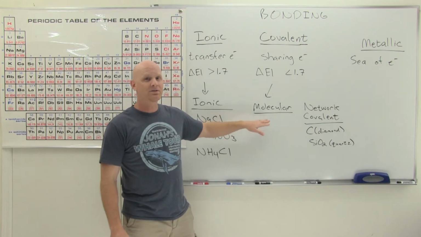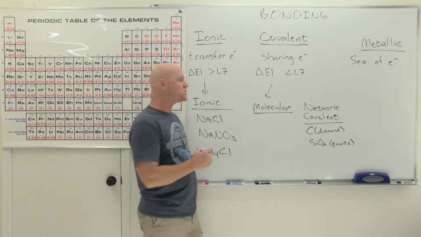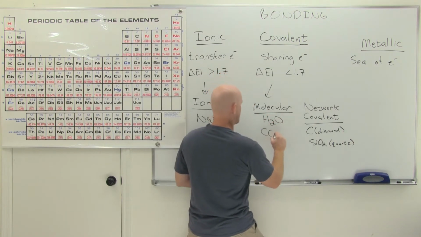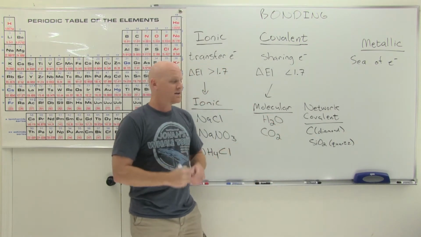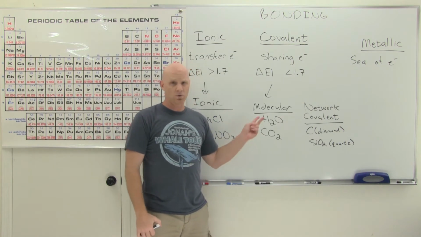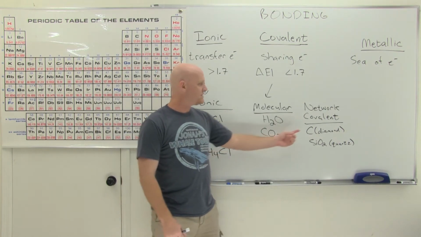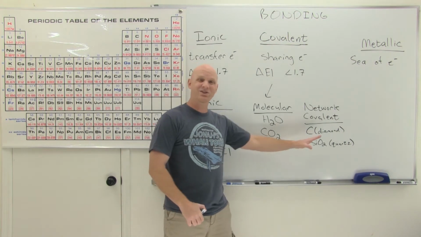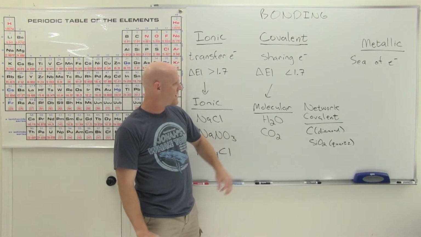Whereas molecular compounds are the ones that form individual molecules. So something like water or carbon dioxide. How many hydrogen atoms are in a water molecule? 2. How many oxygens? 1. How many carbons are in a diamond? Well, I don't know. It depends on the size of the diamond because it's a big crystal structure. So that's your difference here. So these are your molecular compounds.